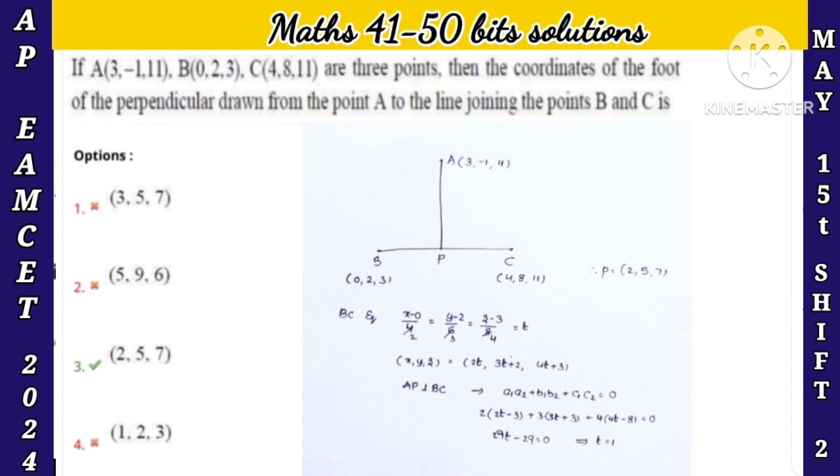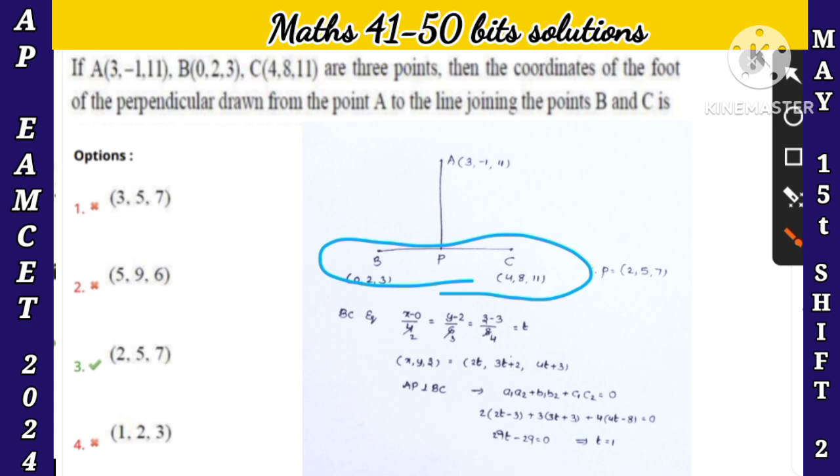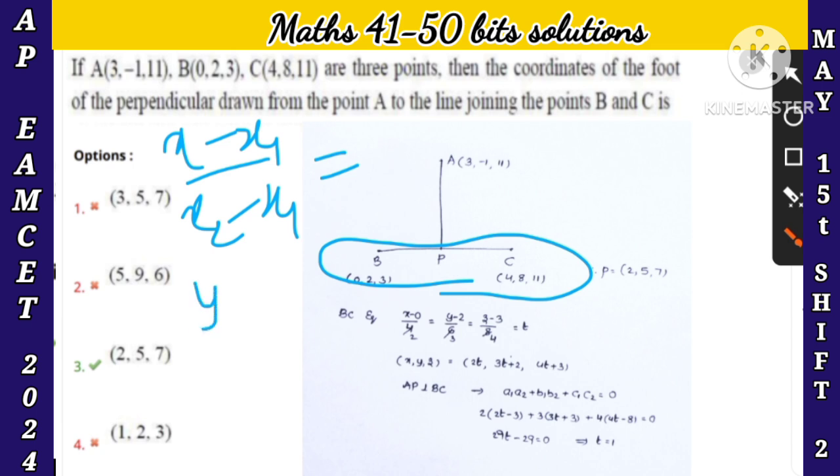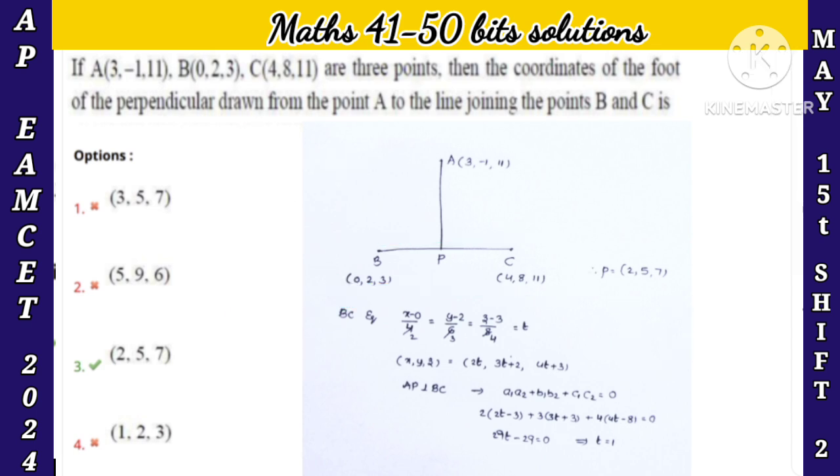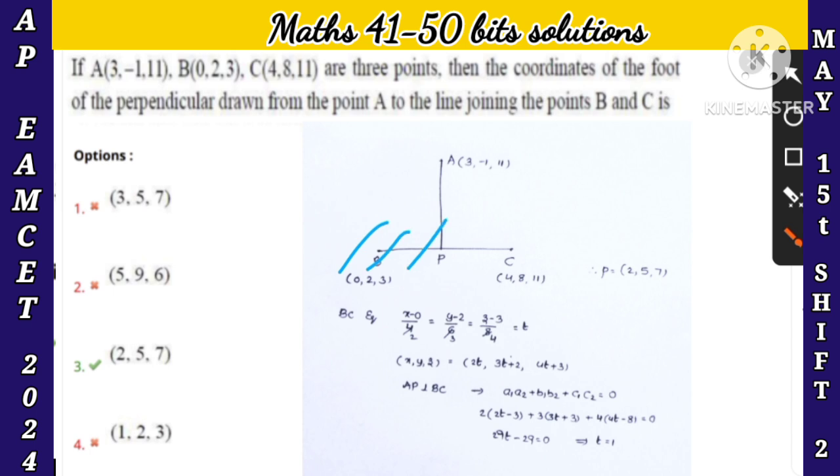Okay, see the answer. So first, find the equation of the line passing through the points B and C. What is the formula? (x minus x1) by (x2 minus x1) is equal to (y minus y1) by (y2 minus y1) is equal to (z minus z1) by (z2 minus z1). Okay, this is the formula. Now replace the values. x1, y1, z1 is equal to 0, 2, 3, and x2, y2, z2 is equal to 4, 8, 11. After substituting the values, we get the equation like that, and take that value equal to t.